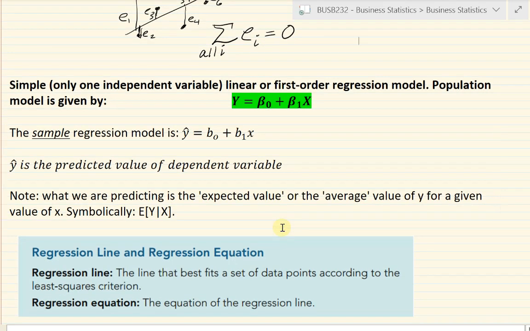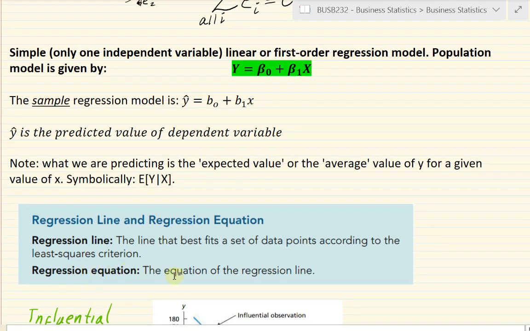Now, just the terminology here again. We have a couple of definitions or terminologies. What is a regression line? The line that best fits a set of data points according to the least squares criterion. We mentioned that earlier.